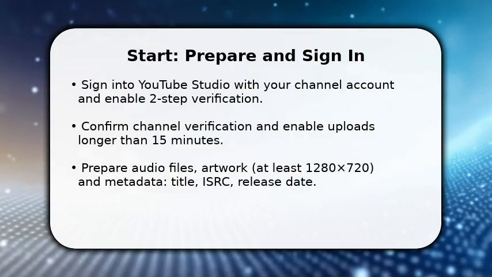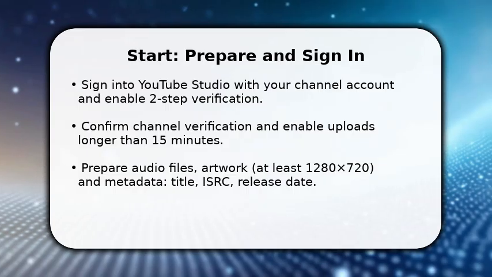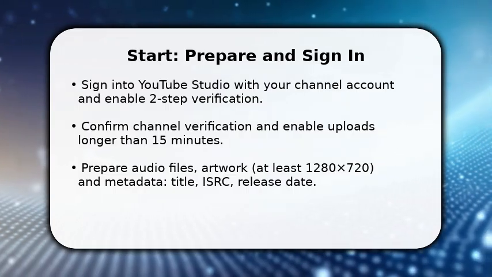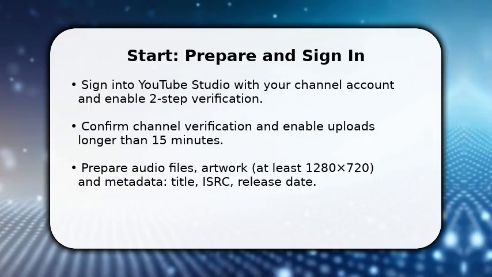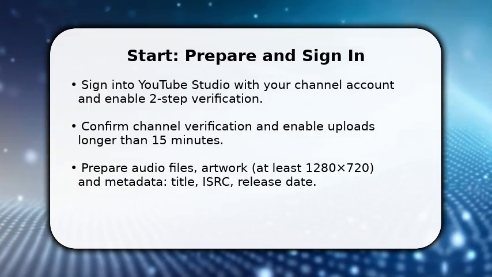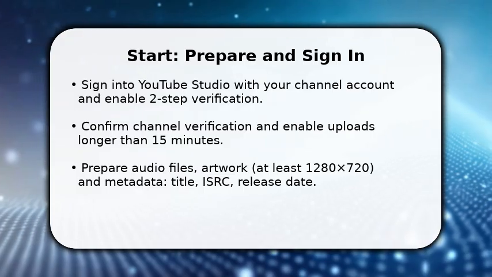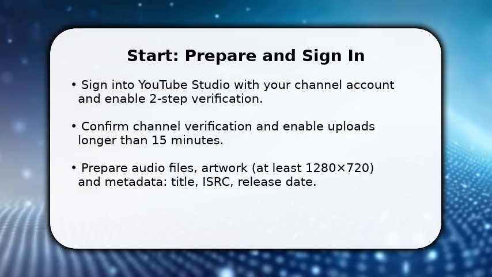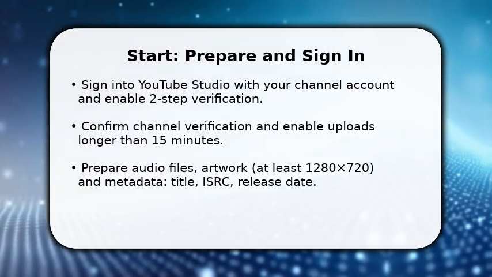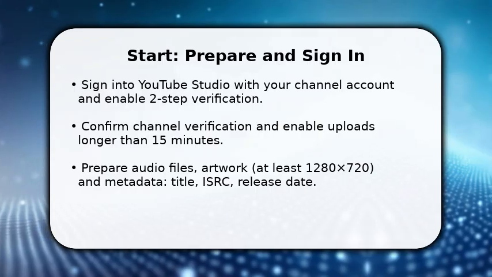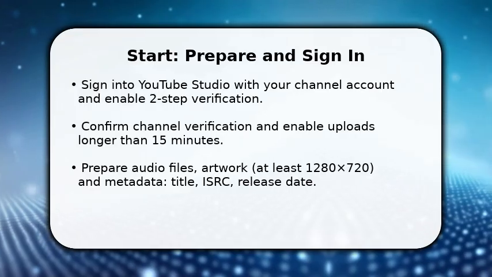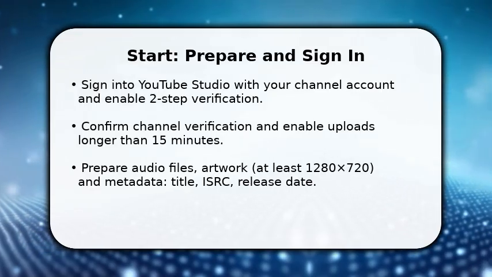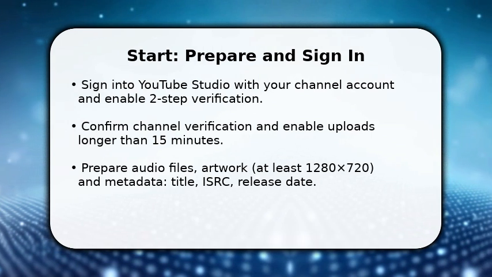You sign in and get straight to work. Enable two-step verification and confirm channel verification so uploads aren't blocked. Once done, prepare your audio file and artwork. High-resolution cover and consistent metadata matter because they affect discovery and rights reporting. Next, open YouTube Studio and click Create to start an upload. Make sure you're using the correct channel if you manage multiple ones. These steps unlock the features you need to publish music properly.